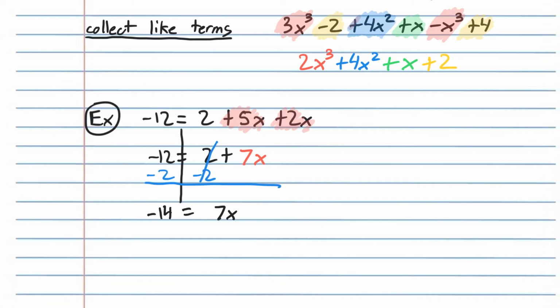And then last step, you can get rid of that 7 by dividing. So we get the answer of x is equal to negative 2. Okay, so that's an example of when you have to combine like terms to start off with. Okay, a little bit more challenging of a question.